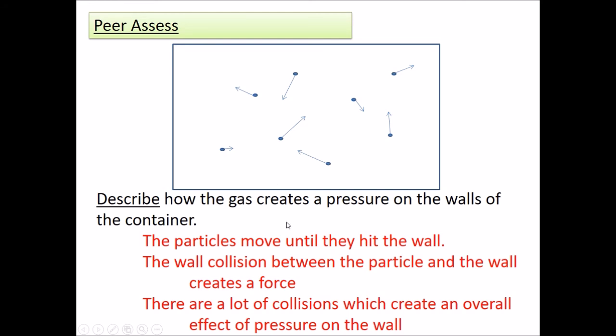Okay, how does it create pressure on walls? Well, the particles move until they hit the wall, so this particle is going to come over here, eventually it's going to hit the wall. The collision between the particle and the wall creates a force, and there are lots and lots of collisions which overall creates a pressure.